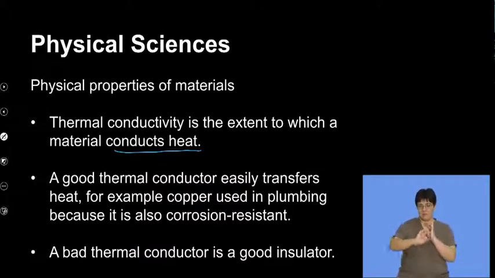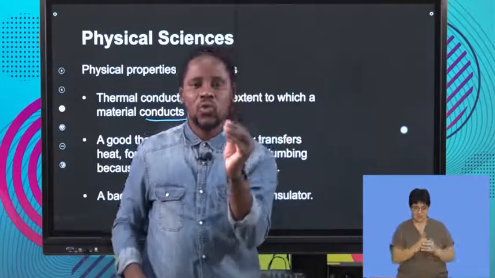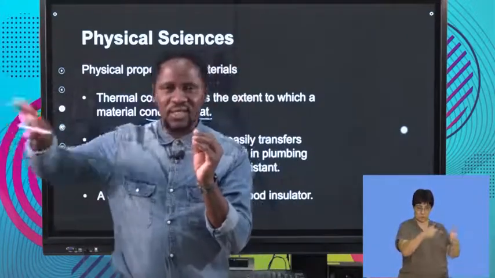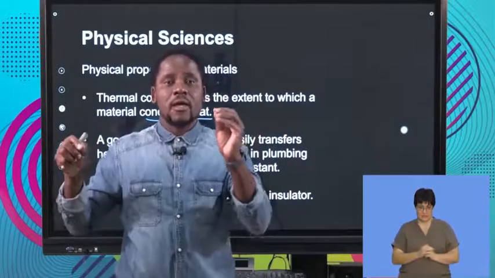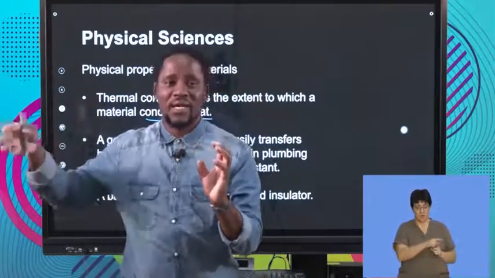It means it doesn't rust. Okay, and then a bad thermal conductor is a good insulator. This is a very important point. If a substance is a good thermal conductor, it means it is a bad insulator, in other words. It depends how you look at it, but we're still saying the same thing. And then a good thermal insulator is actually a bad thermal conductor, okay?